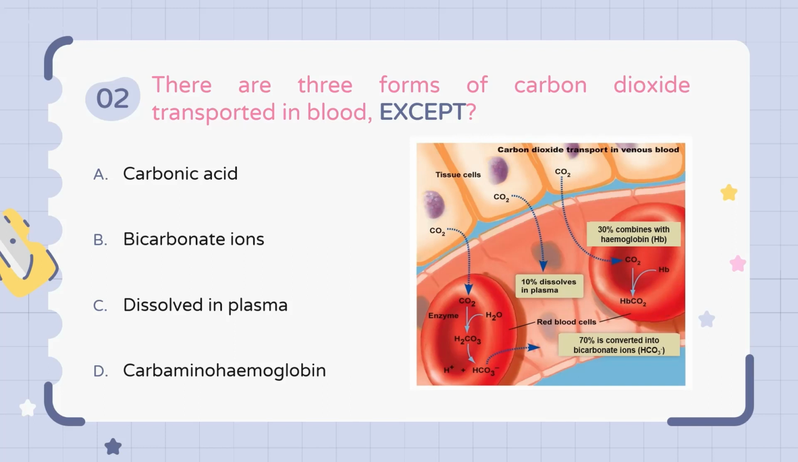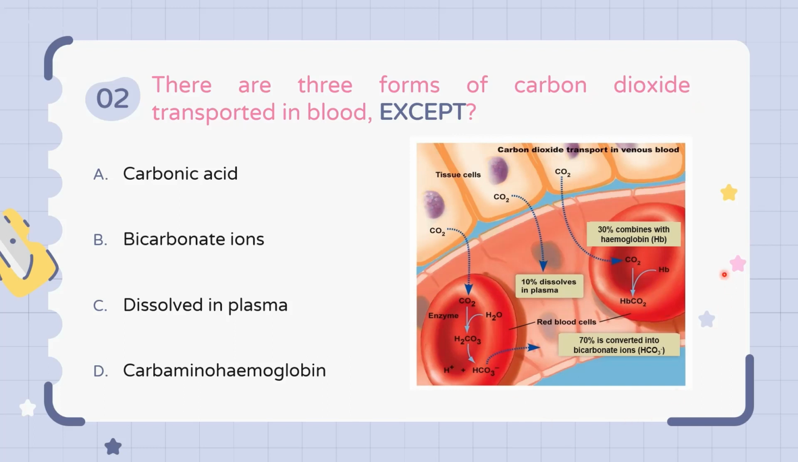There are 3 forms of carbon dioxide transported in blood except A. Carbonic acid, B. Bicarbonate ions, C. Dissolved in plasma, and D. Carbaminohemoglobin. Let's check out the diagram shown.